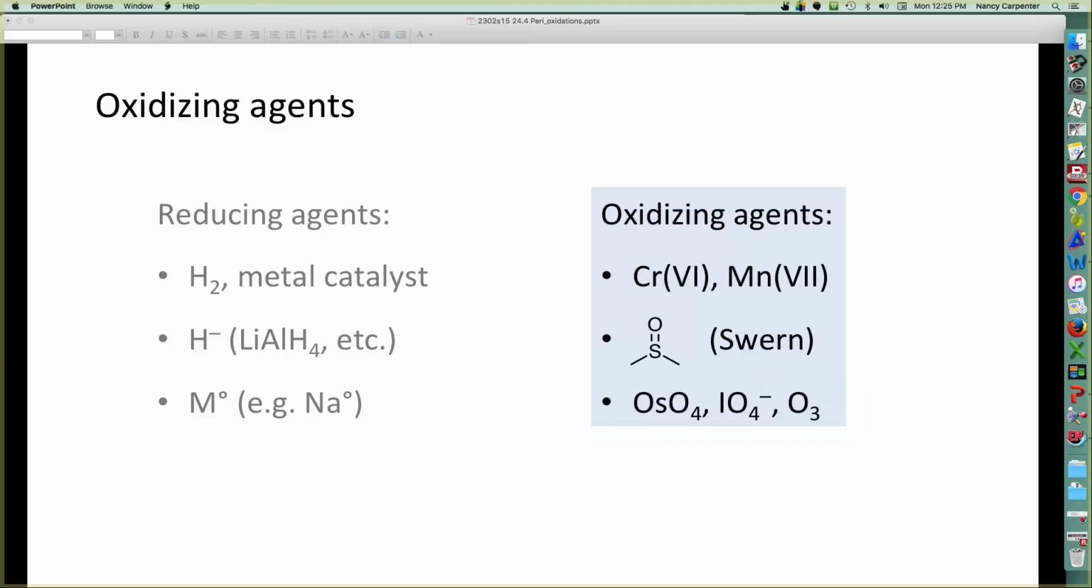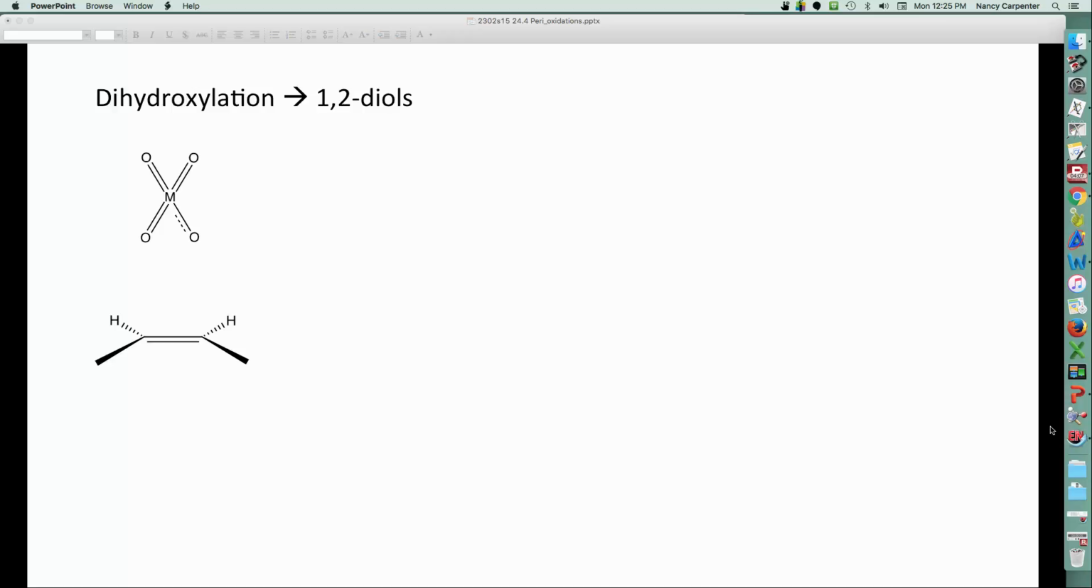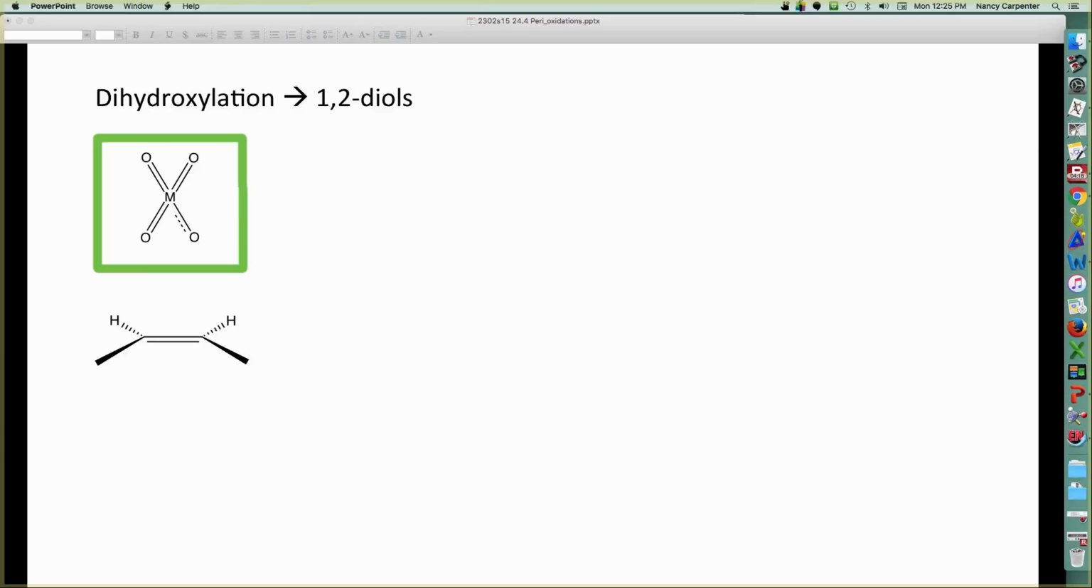Another dead giveaway is that you're talking about metals in very, very high oxidation states that really, really want to be reduced. So we'll see that in the reaction we're focusing on in this mini lecture, this dihydroxylation to form syn 1,2 diols. So the reagents that do this are generically these guys. That M stands for metal, and the two metals that we look at in this chapter that will carry this out are osmium and manganese. So it's actually osmium tetroxide or permanganate that does this.